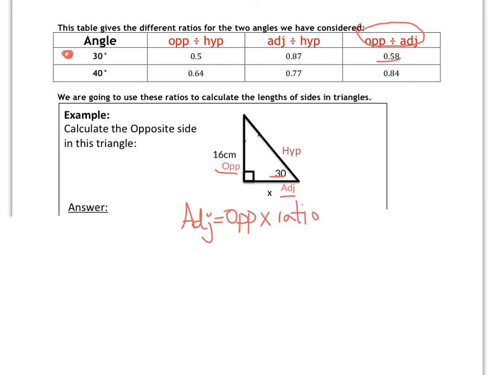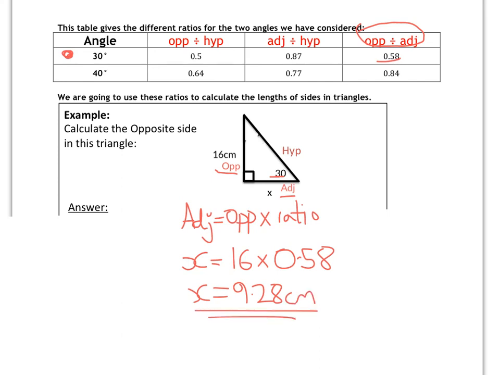and the adjacent is x. We're just subbing in our values. We've got 16 as our opposite times the ratio, which is 0.58. Let's put that into my calculator. I'm going to get 9.28 centimeters.